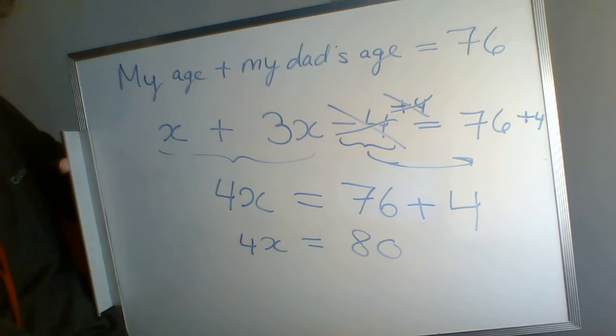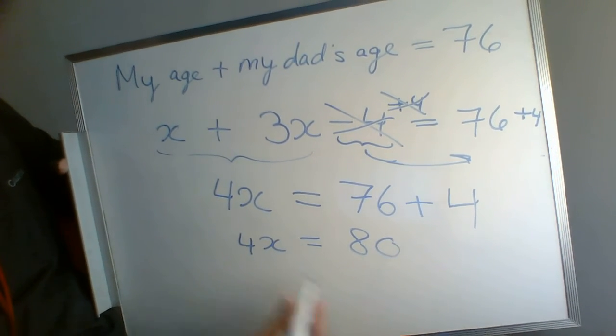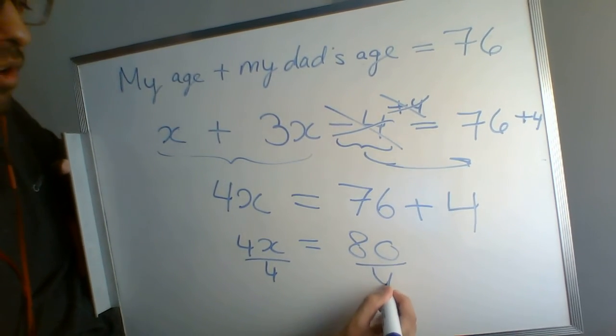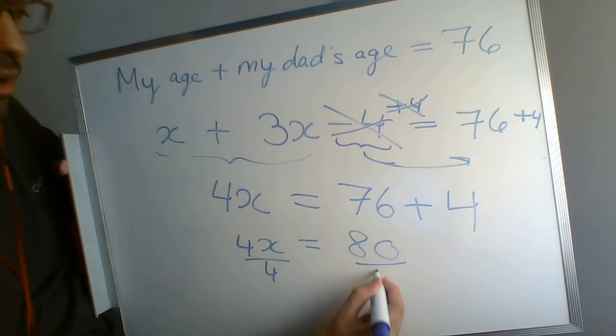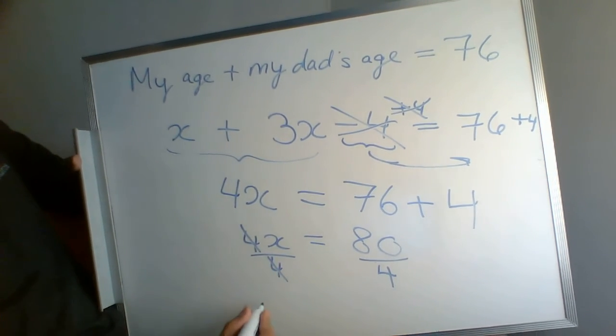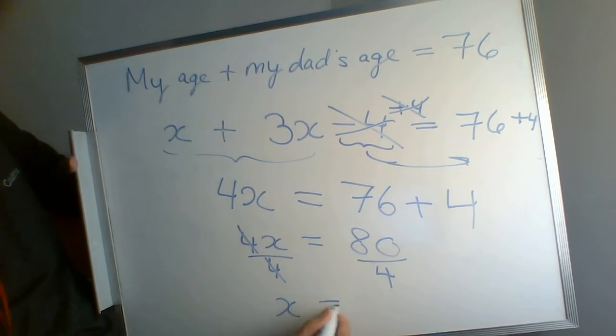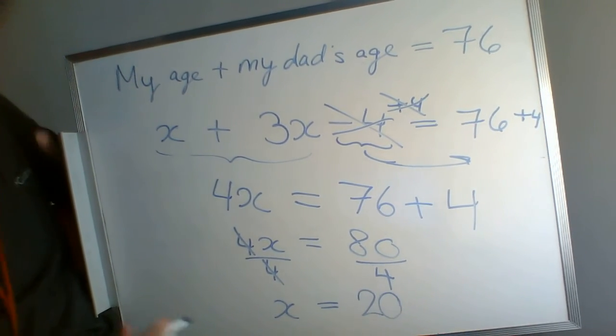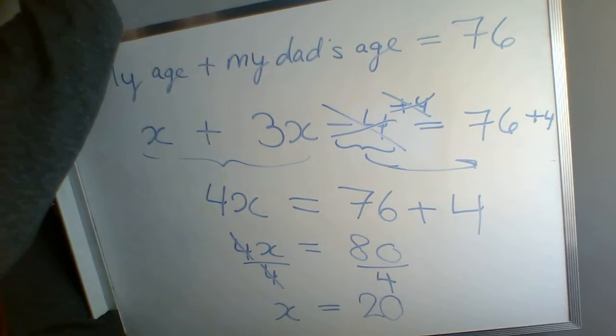But we don't want 4 times my age. We just want my age, which is x. So we'll divide by 4, divide by 4. Oops, that's a terrible 4. Divide by 4 on both sides. This 4 and this 4 disappear, so we're left with just an x on the left side. And we're left with 80 divided by 4, which is equal to 20 on the right side.